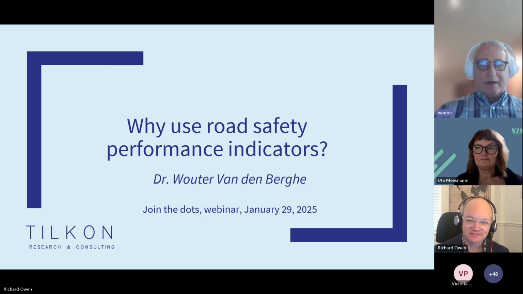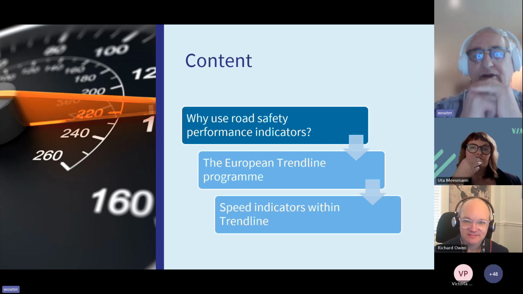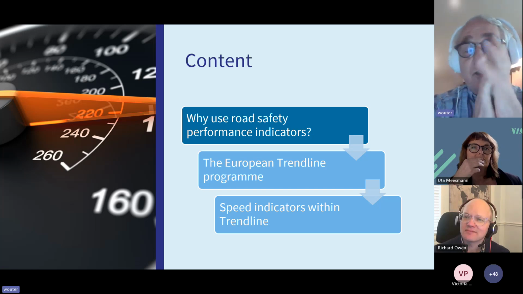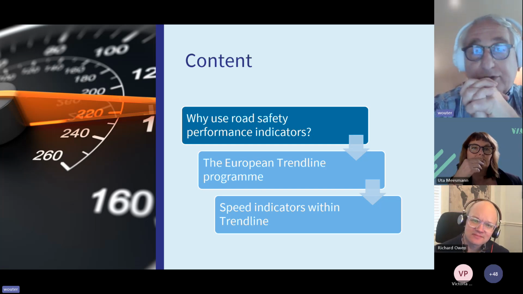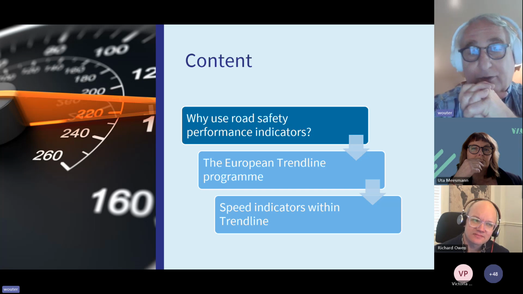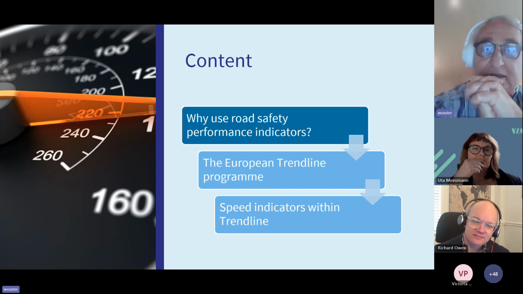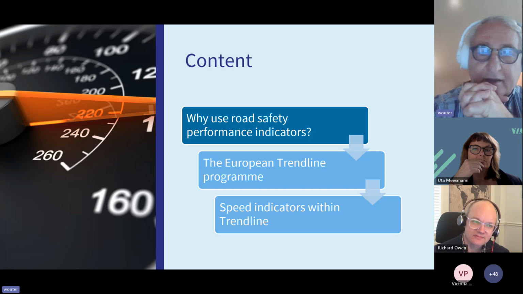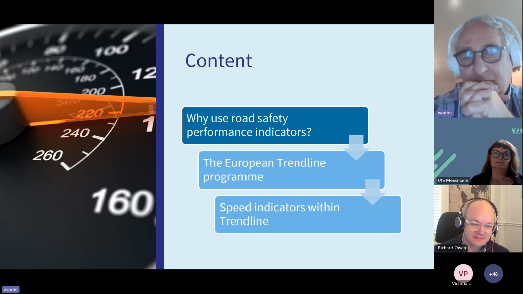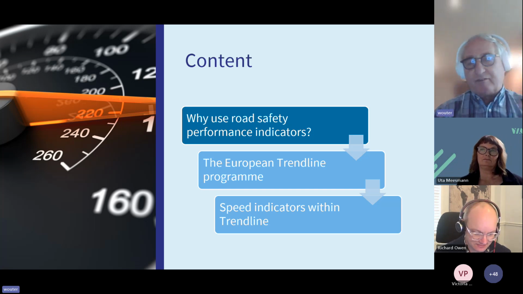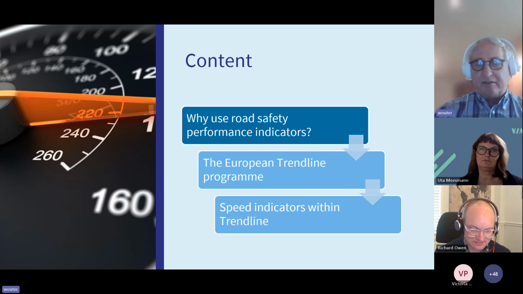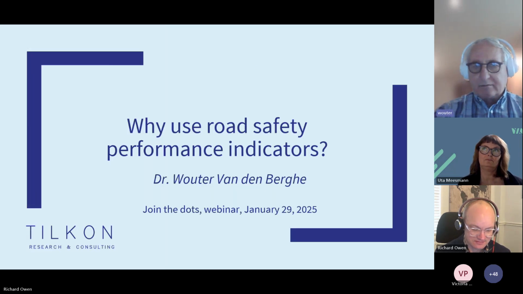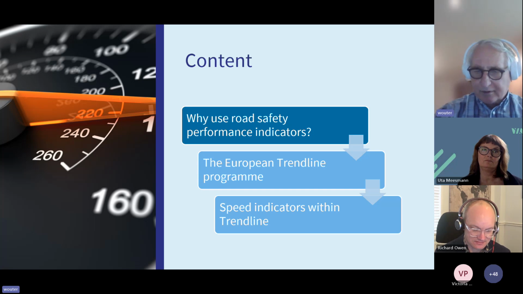That's right. Okay, so basically, the content of my presentation has 3 elements. First of all, why should we use road safety performance indicators at all, and what are they? Then I will give an example of what is covered by the European Trendline program. And then very specifically, one example about how the speed road safety performance indicators within Trendline have been defined and are being used.